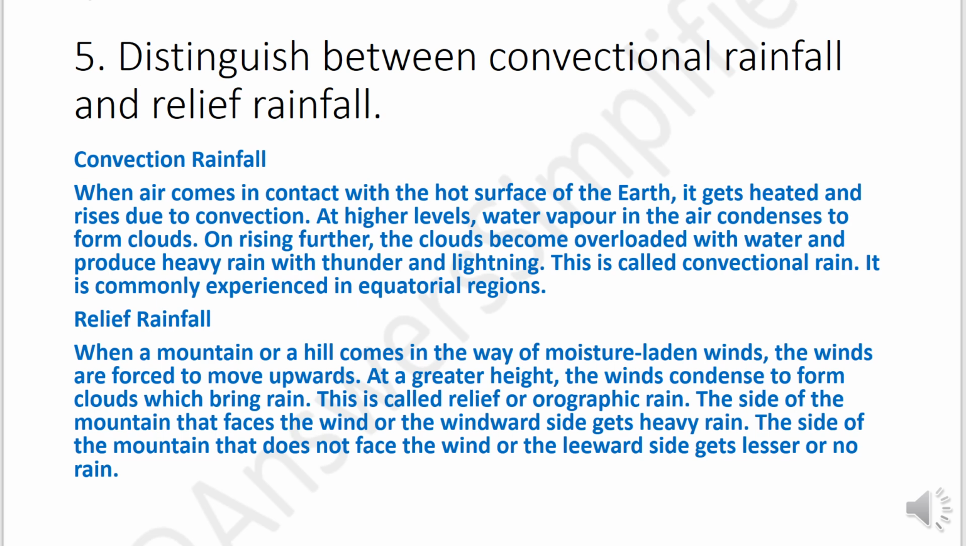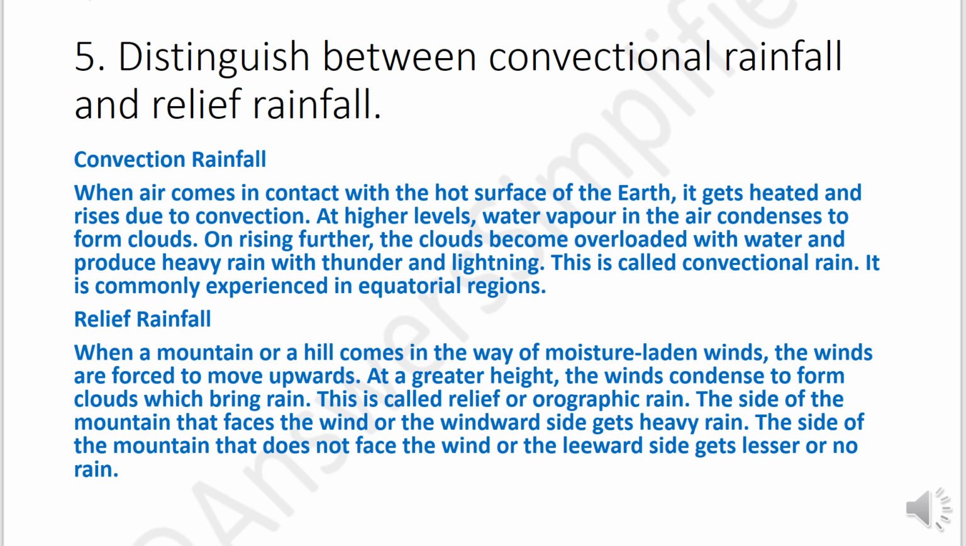Question 5. Distinguish between convectional rainfall and relief rainfall. Convection rainfall. When air comes in contact with the hot surface of the earth, it gets heated and rises due to convection. At higher levels, water vapor in the air condenses to form clouds. On rising further, the clouds become overloaded with water and produce heavy rain with thunder and lightning. This is called convectional rain. It is commonly experienced in equatorial regions.